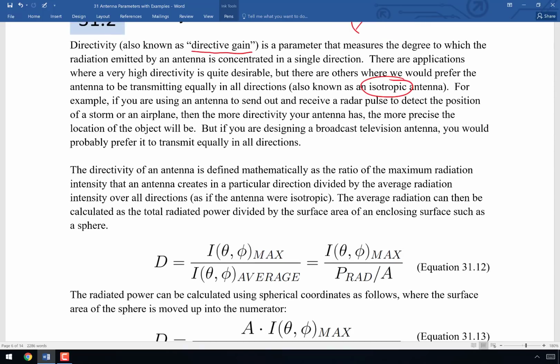For example, you can have the case where you'd like to have a narrow antenna, or you can have the case where you'd like to have a broad antenna.